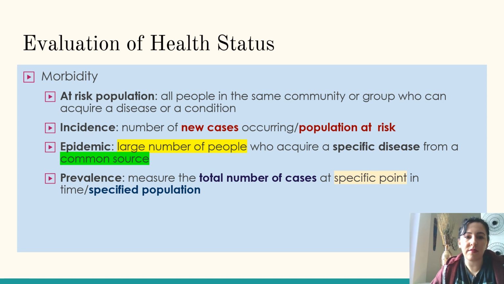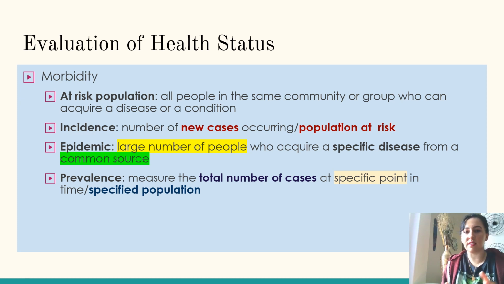Then let's look at prevalence. That's another important one we need to know. That is the measure of the total number of cases at a specific point in time. Then you divide that by the specified population, so the specific community, area, or whoever you're looking at, whatever your focus is.